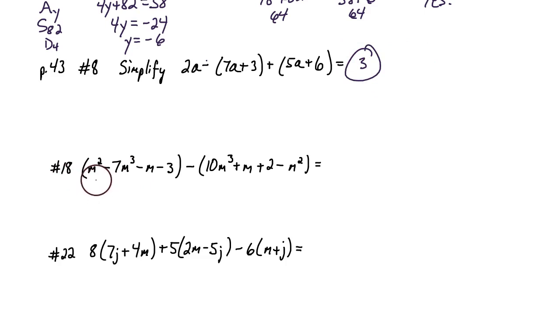Number 18. We have this polynomial and we want to subtract this polynomial. Let's look for like terms. The highest degree term is the m to the third power, here and here. So let's talk our way through this. -7 of them, subtract 10 of them. -7 subtract 10. That's -17 of the m to the third powers.